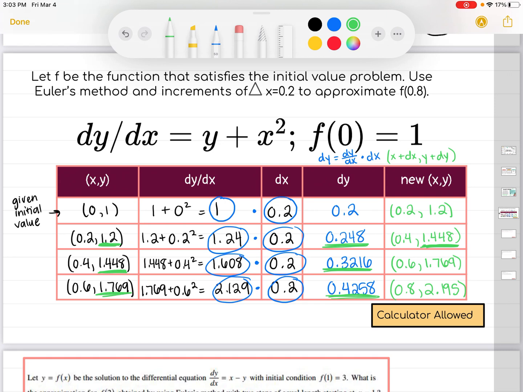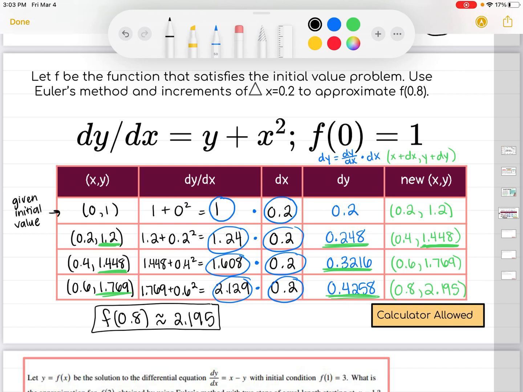Yeah, that looks good to me. Okay, so that's my answer. That's it. So f of 0.8, our approximation using Euler's method, is 2.195. And we definitely needed a calculator to do that one. So that is the process of Euler's method.